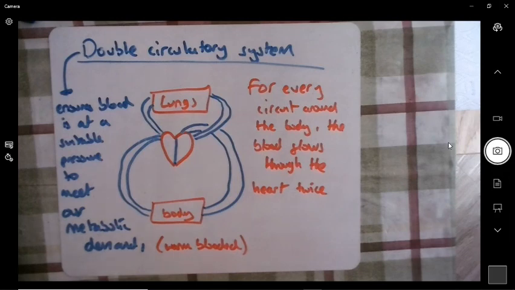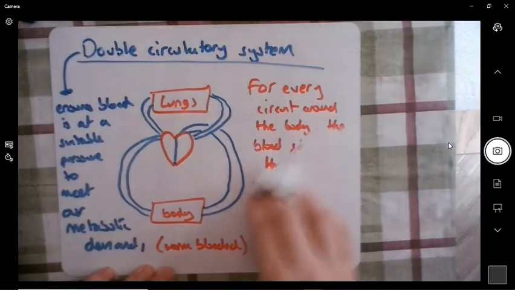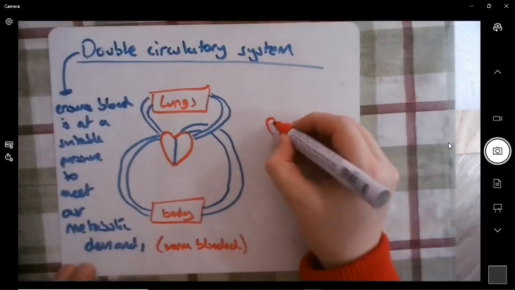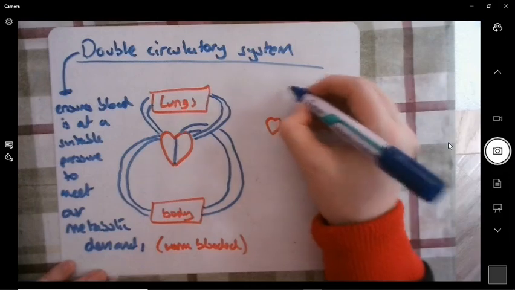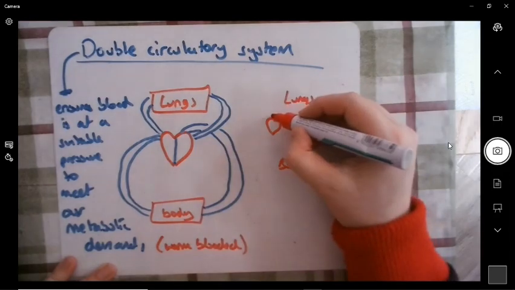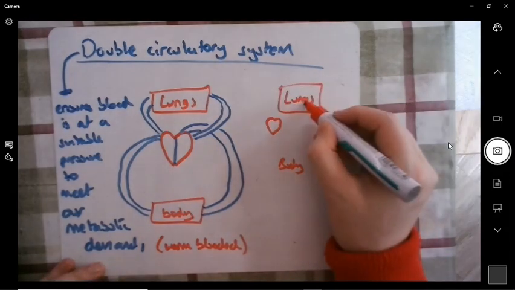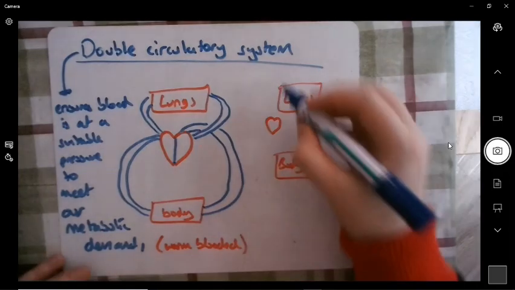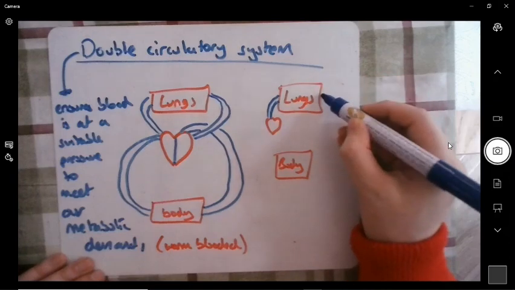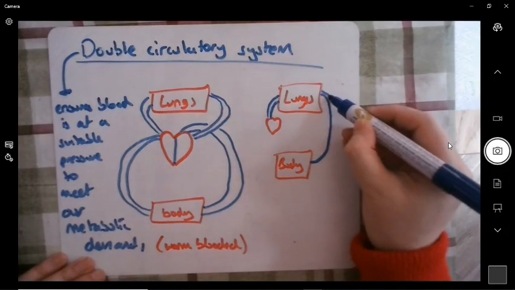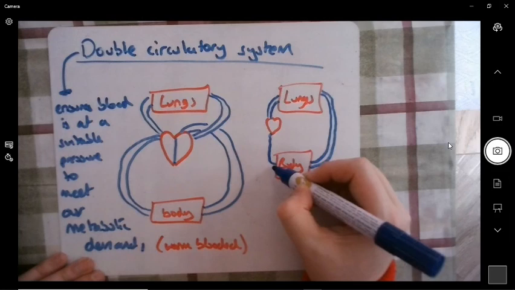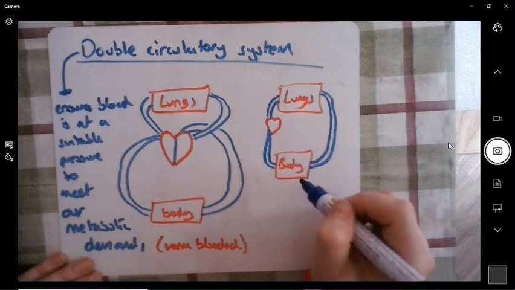So if I was to compare that to a fish that has a single circulatory system, if I just draw it really small, so lungs, body. So the fish's blood goes to the lungs under high pressure. The capillaries of the lungs reduce the pressure down to naught. The blood flows incredibly slowly, really low pressure to the body cells, and then really low pressure again back to the heart to be pumped one more time.